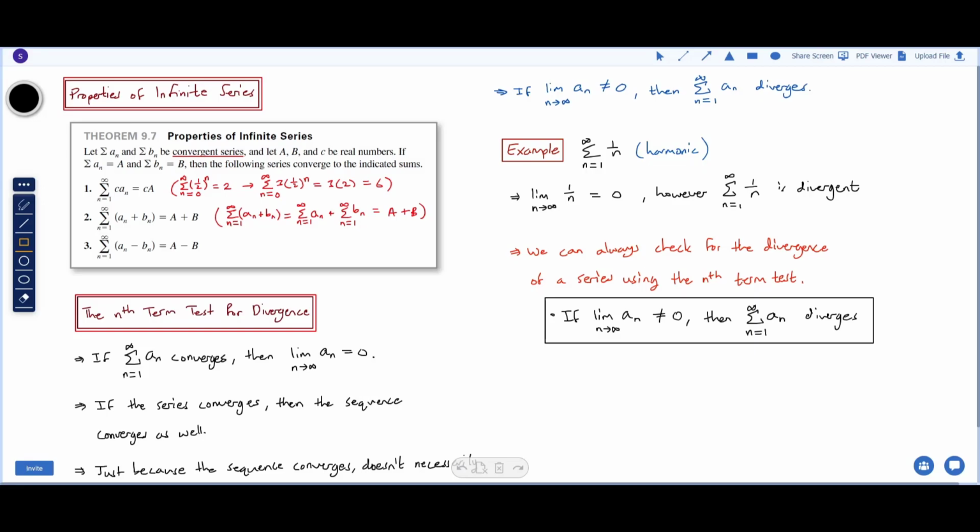All right. So that means that you can test for the divergence, and the way you do that is by taking the limit of a sub n. If that limit ends up to be 0, then it's inconclusive. The test is not telling you anything. But if that limit ends up to be any other number, then the series diverges.